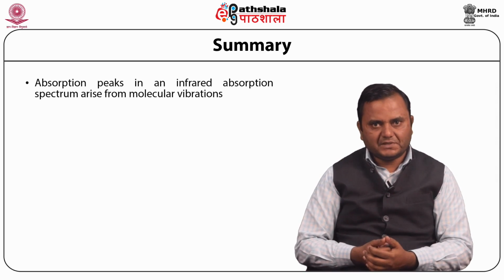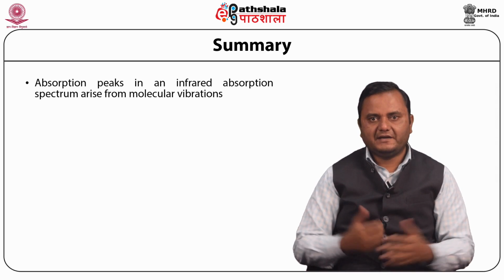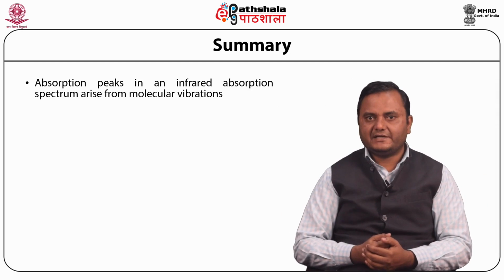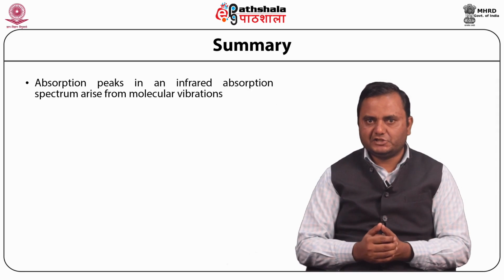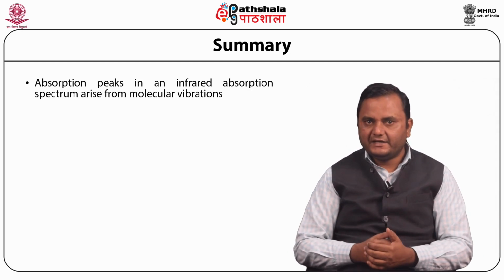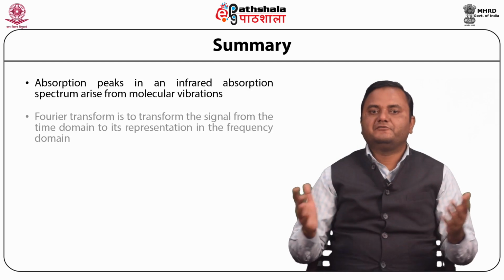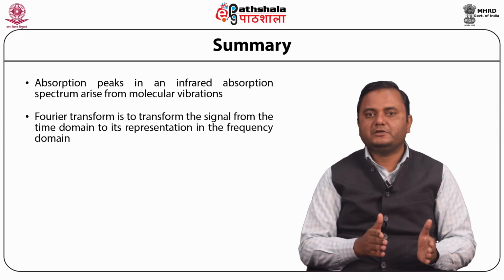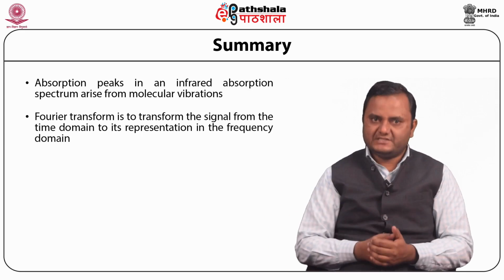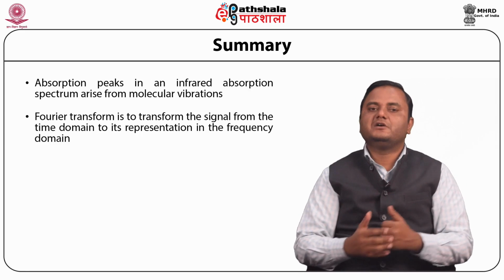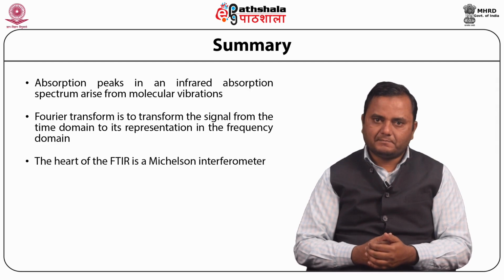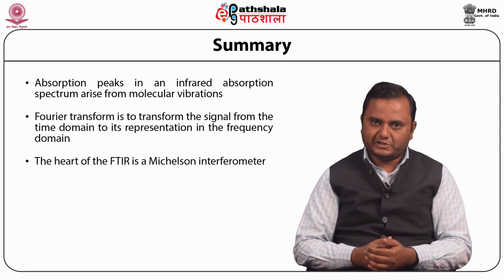First, the absorption peak in an IR absorption spectrum arises from the molecular vibration of the atom, either because of stretching or because of bending. Then the Fourier transform is used to transform the signal from the time domain to its representation in the frequency domain. That's the advantage of FTIR. And the heart of FTIR is the Michelson interferometer.